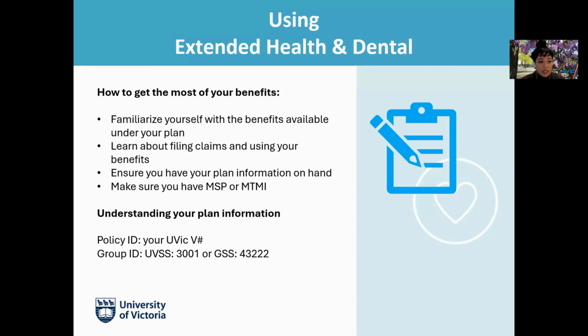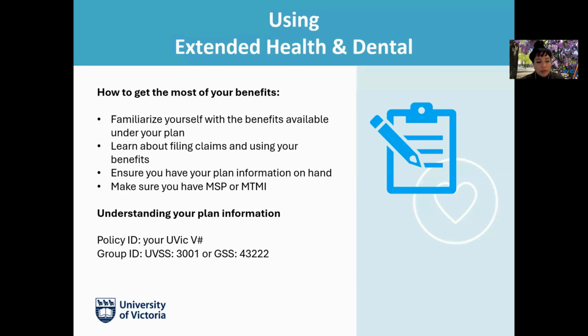I also will suggest that you have your plan information on hand. You never know when you're going to need to use your benefits, and you don't want to be in a situation where you're accessing medical care and have to pay out of pocket because you don't know your insurance information. I've included the insurance plan information below. And so your policy ID is always just going to be your UVic fee number, but then for your group ID, the UVSS and GSS have different group IDs, and I've just listed them there as well.